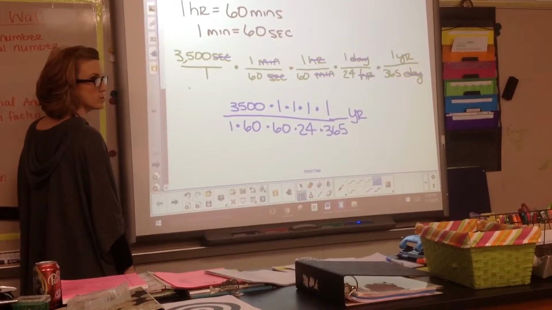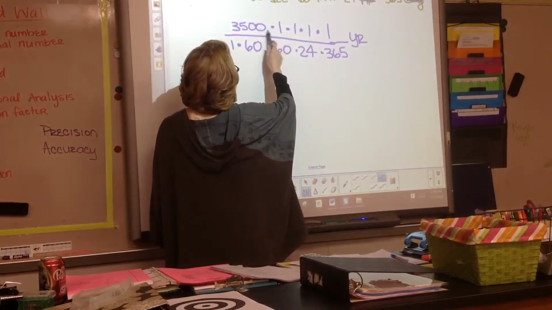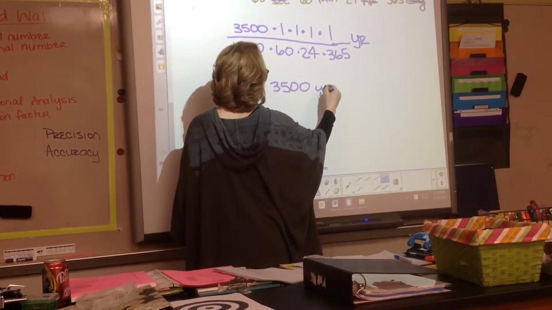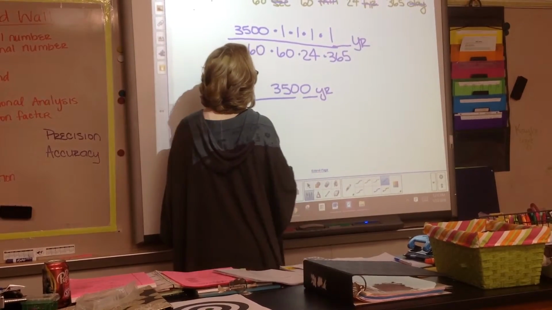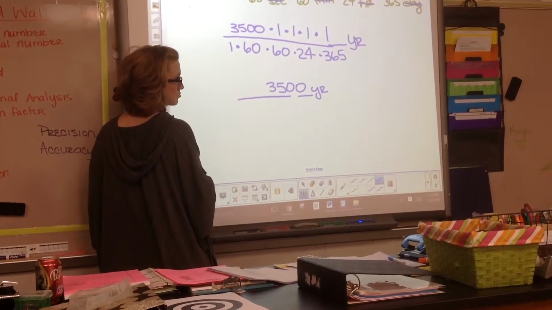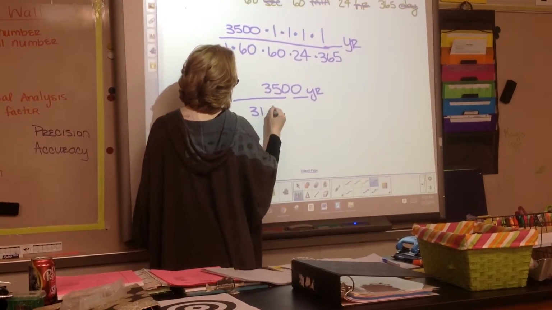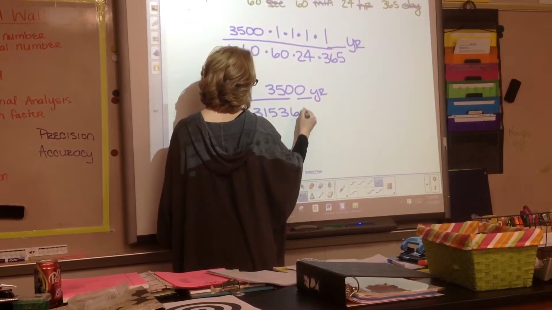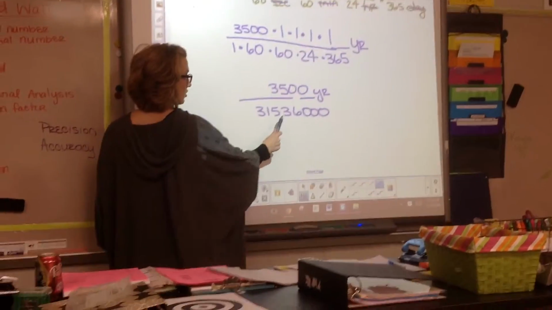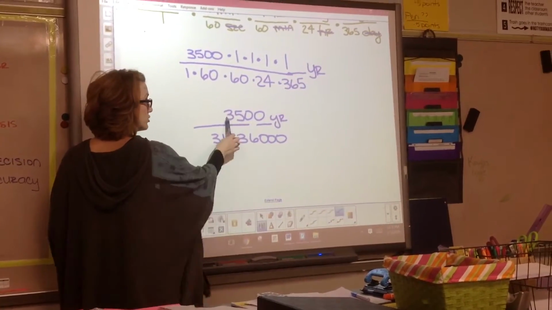Okay. We multiply our numerator together. What are we going to get? 3,500, right? And our denominator? Multiply all the numbers out. 31,536,000. Okay, and now you're going to divide these two.